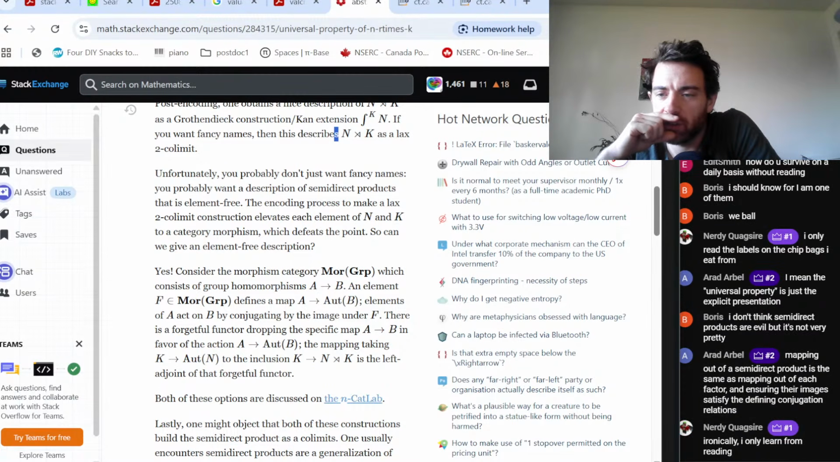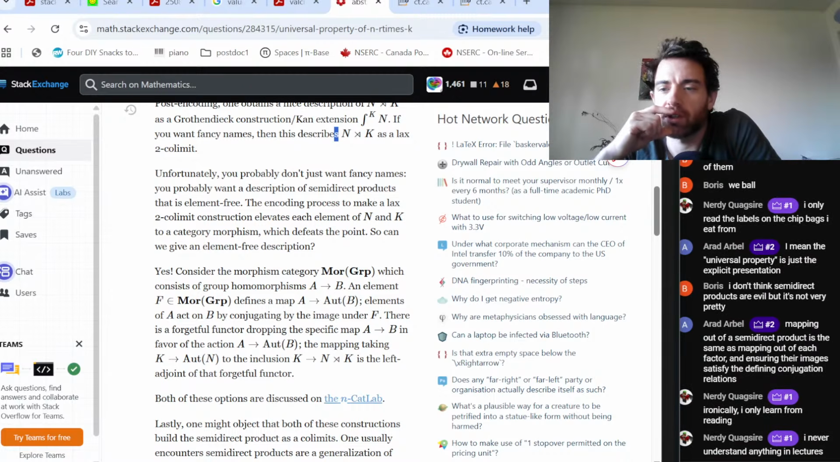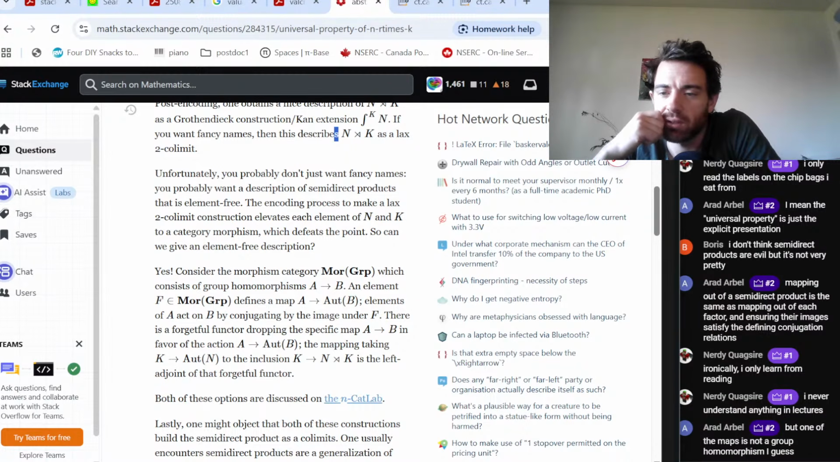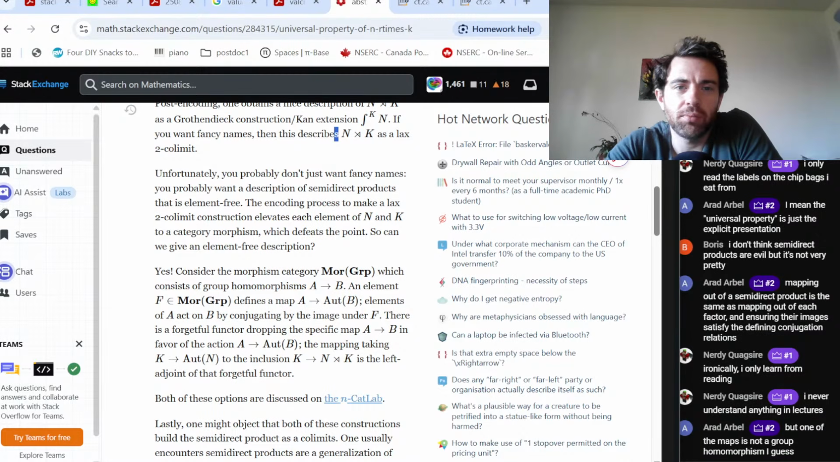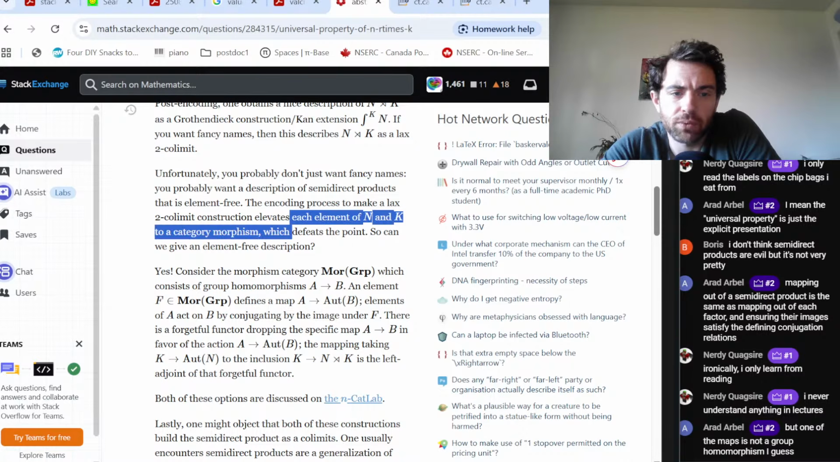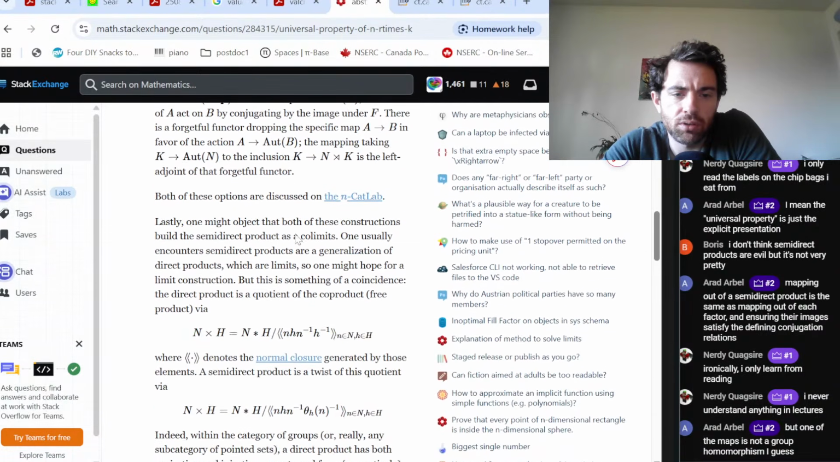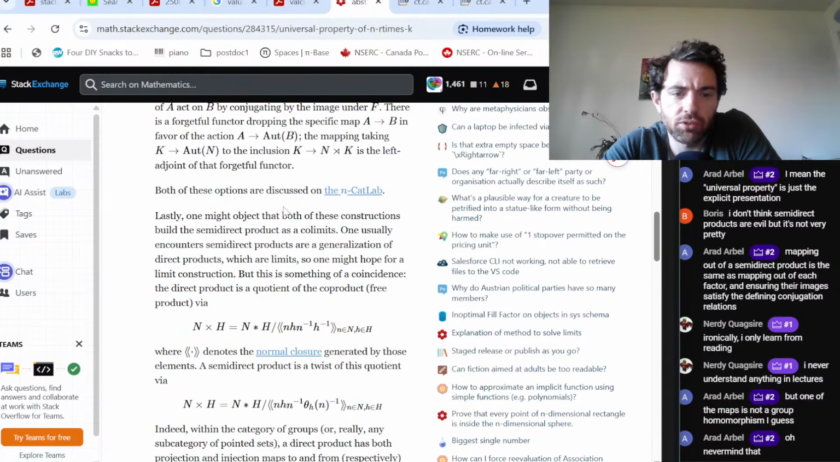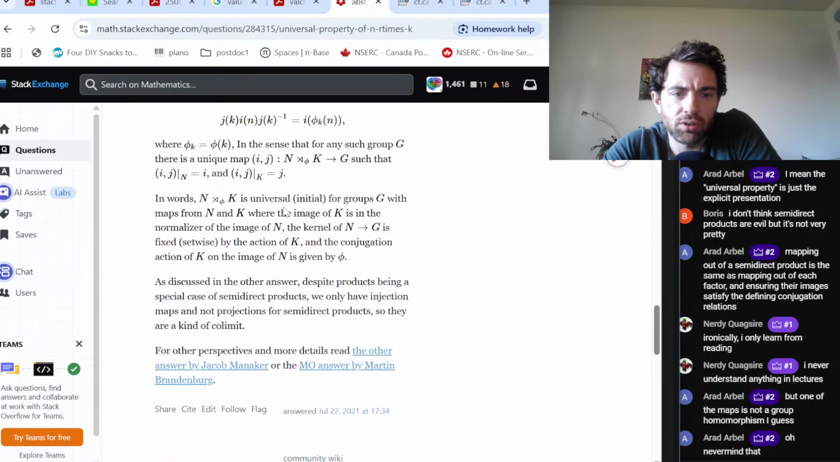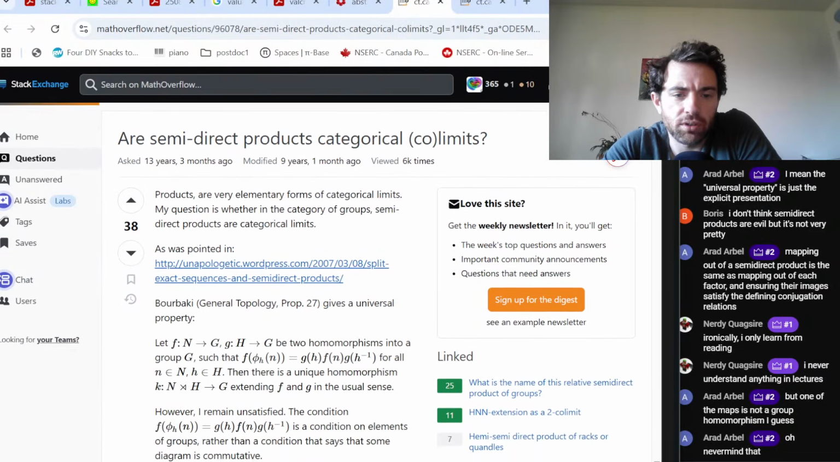Mapping out of a semi-direct product is the same as mapping out of each factor, and ensuring their images satisfy the defining conjugation relations. Right. But one of the maps is not a group homomorphism out of one of the factors? I mean, the one out of Q should be, right? Because that's like a quotient. Or am I wrong? That is interesting. Yeah, what are these other posts?